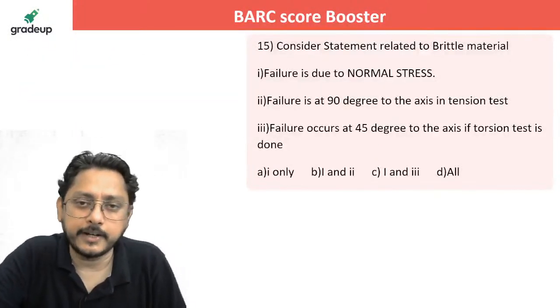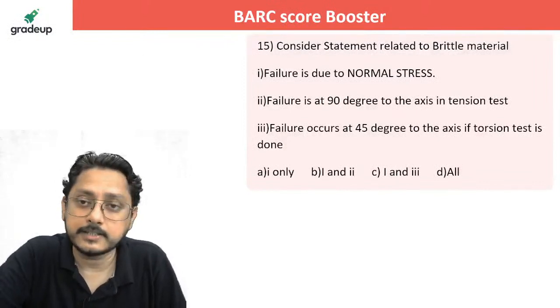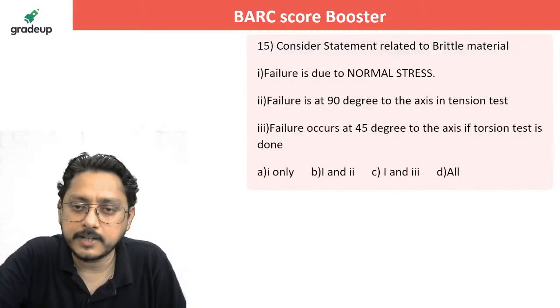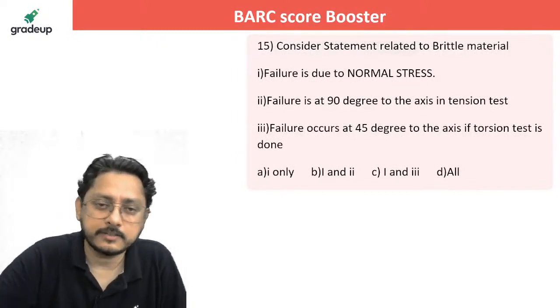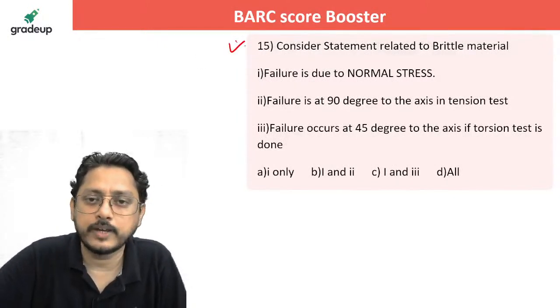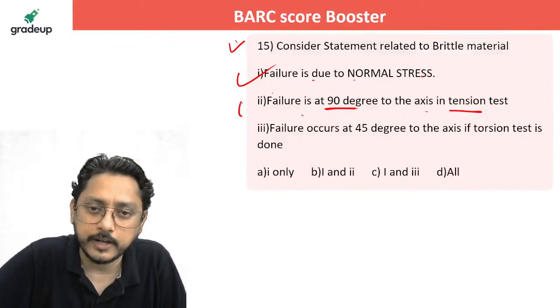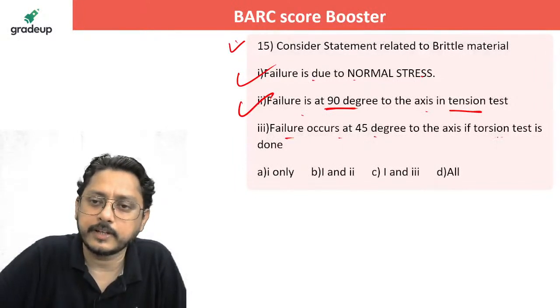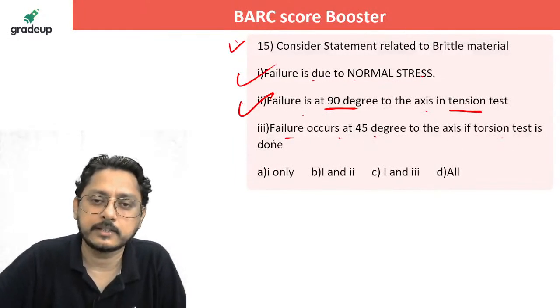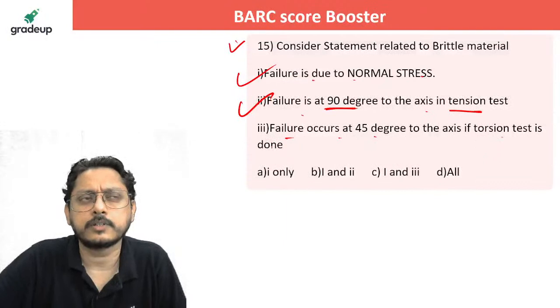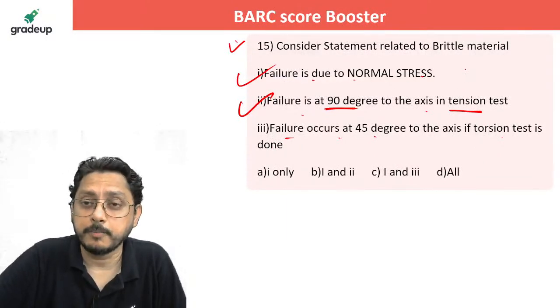Consider the statement related to the brittle material. Failure is due to normal stress. Failure is at 90 degree to the axis in tension. That is similar to what I just told you. Failure is due to the normal stress, that is correct. Failure is at 90 degree to the axis in tension, that is also correct. Failure occurs at 45 degree to the axis in a torsion test. Once again, he's asking about brittle material.